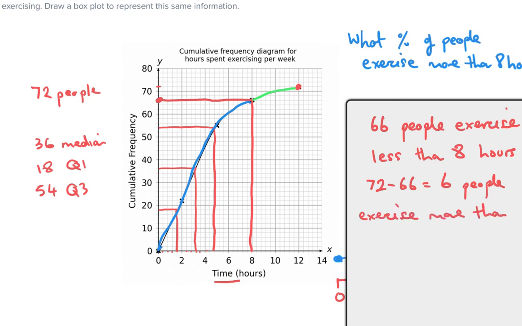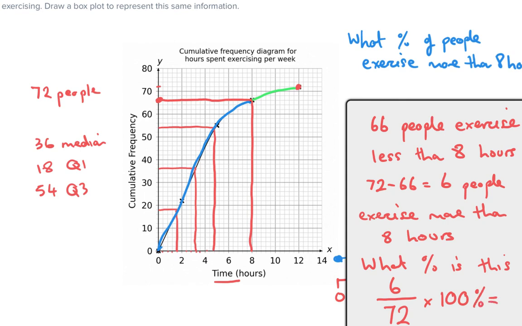And we need to find out what percentage. And how do we find what percentage this is? So all we do is we take the 6 and divide it by the original 72 and then times 100%. And that will give the percentage, which is 8.3%.